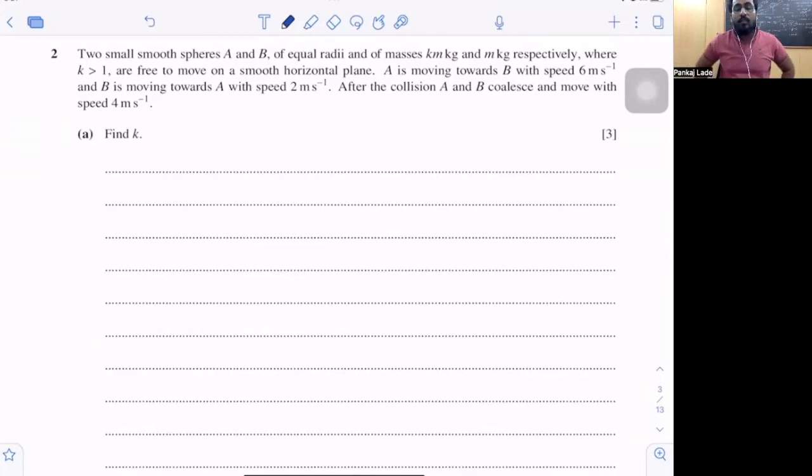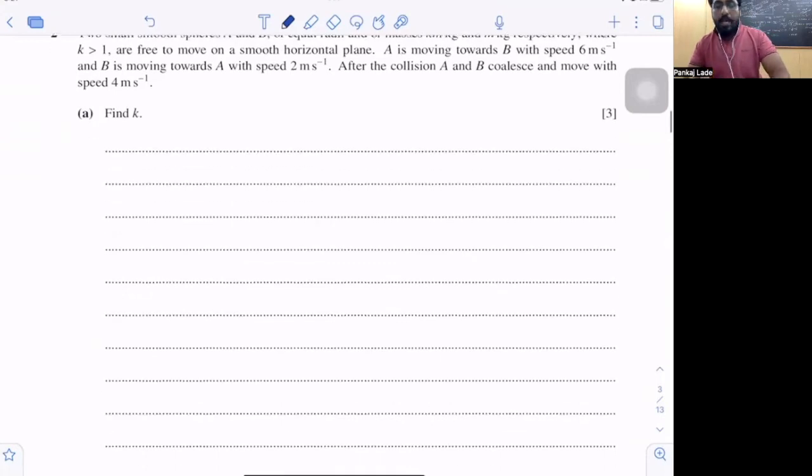Then from the concept of momentum, who is having more momentum? Students, you know momentum is given by what? Mass into velocity. A is heavier than B and A has more velocity than B, so of course A will have greater momentum. Getting or not? Both A and B come closer to each other, they collide, and they both move in the same direction, the direction of A, because A has greater momentum. So after collision, A and B coalesce and move with speed 4 meter per second. Find the value of K.